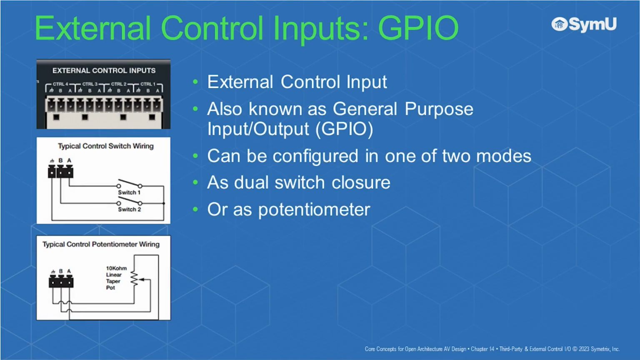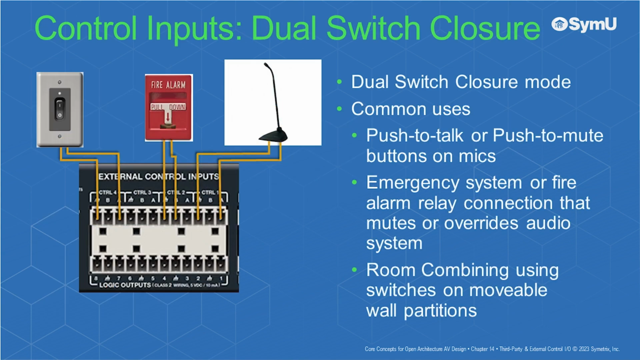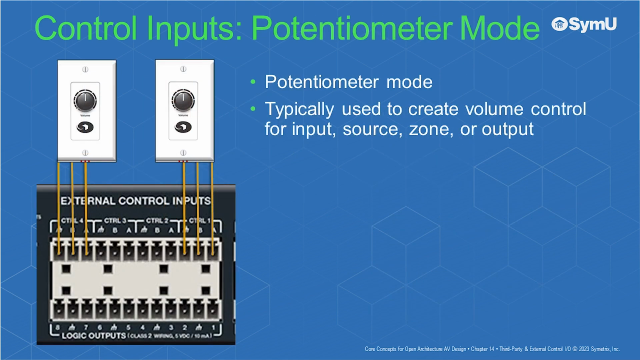Each external control input, also known as a general purpose input-output or GPIO, can be configured in one of two modes, as a dual switch closure or a potentiometer. Dual switch closure mode is most commonly used with push-to-talk or push-to-mute buttons on microphones, for an emergency system or fire alarm relay connection that mutes or overrides the audio system, and for room combining that use switches on movable wall partitions.